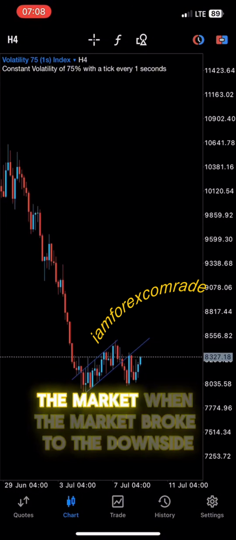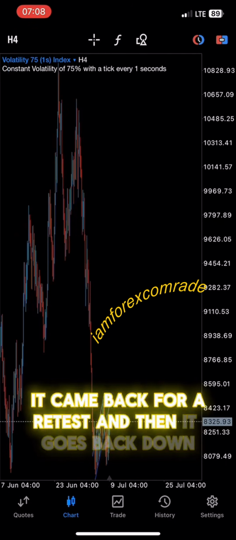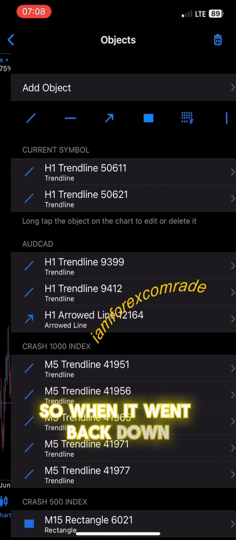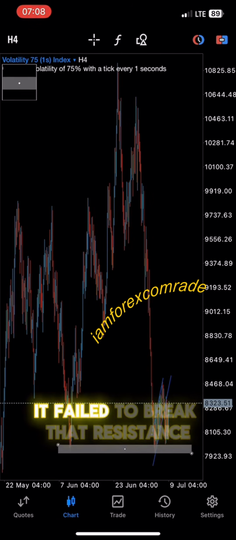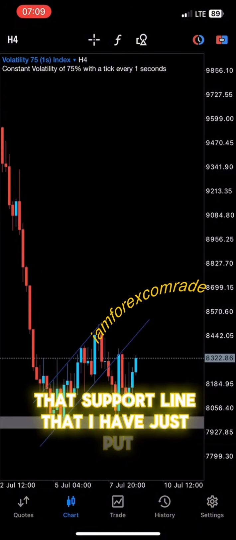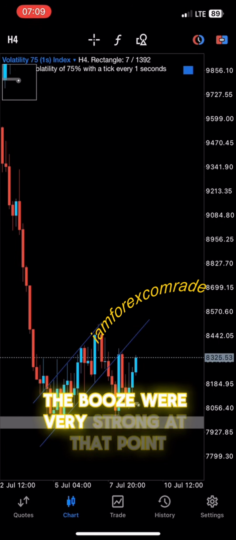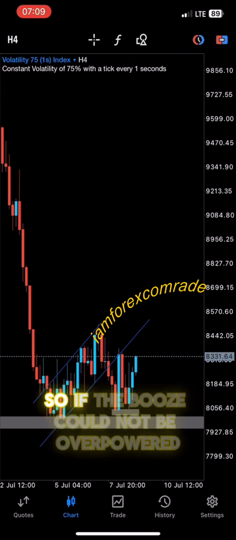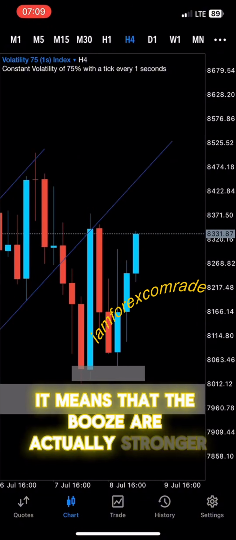As you can see, when the market broke to the downside, it came back for a retest and then went back down. When it went back down, it failed to break that support line that I've just put. So at this support line, there was very strong support. The bulls were very strong at that point, so they could not be broken.